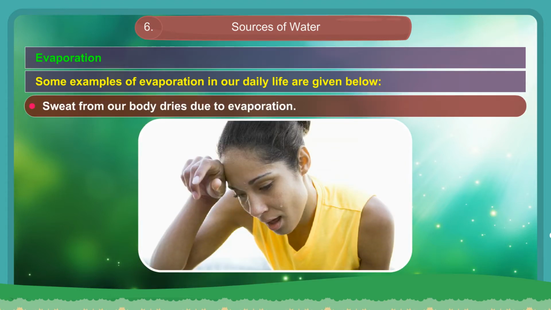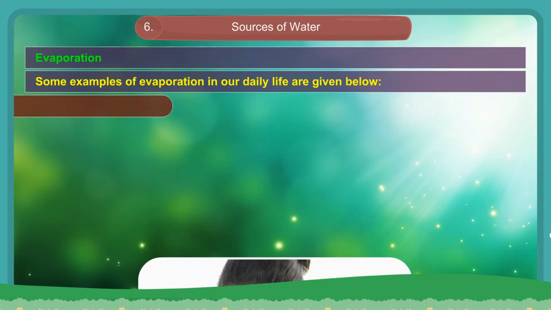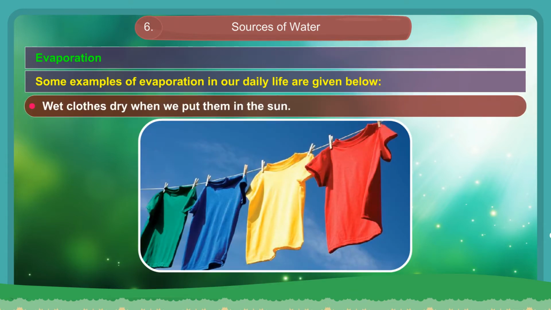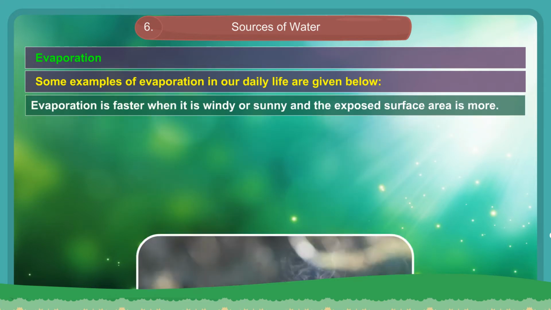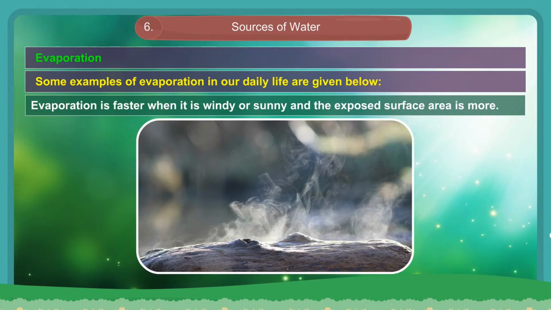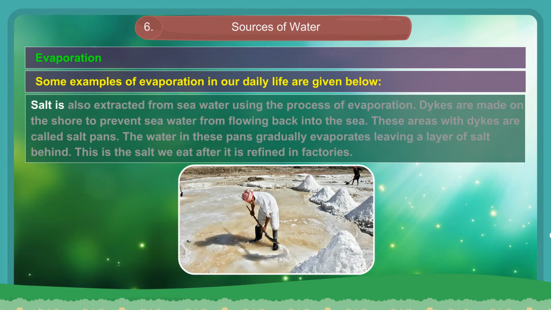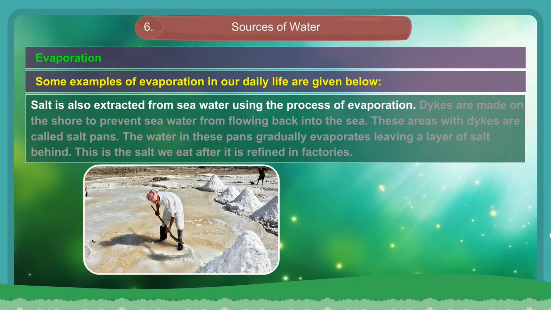Sweat from our body dries due to evaporation. Wet clothes dry when we put them in the sun. Evaporation is faster when it is windy or sunny and the exposed surface area is more. Salt is also extracted from seawater using the process of evaporation.